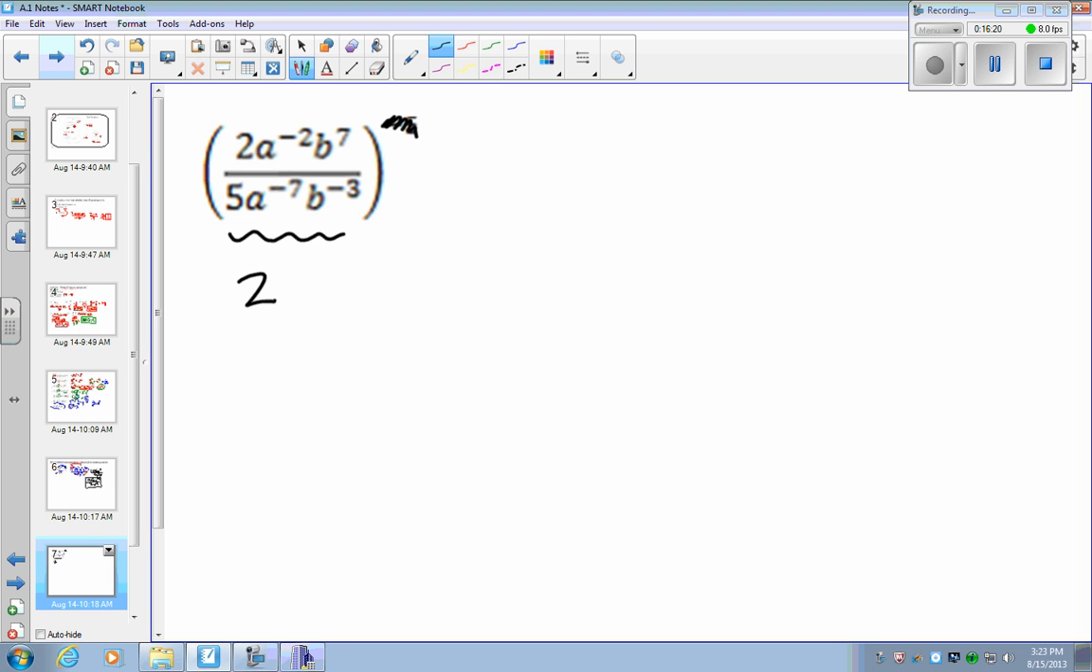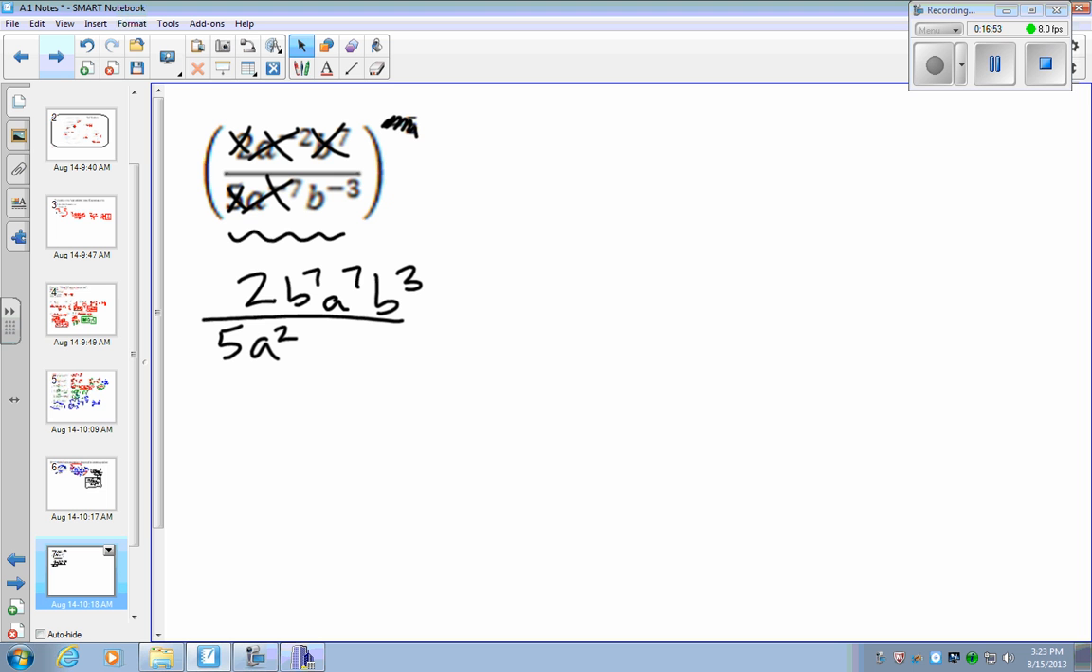I'm going to copy the 2, so that's gone. This a to the negative 2nd, I'm going to move to the bottom and make it a positive. I'm going to keep the b to the 7th on the top. I'm going to keep the 5 on the bottom, putting it in front of the variables. Okay, a to the negative 7th, that's going to get moved to the top and made positive. B to the negative 3 is going to get moved to the top and made positive as well. So now I'm going to look at it and say, okay, the 2 and the 5 are just going to stay. Nothing I can do with those.